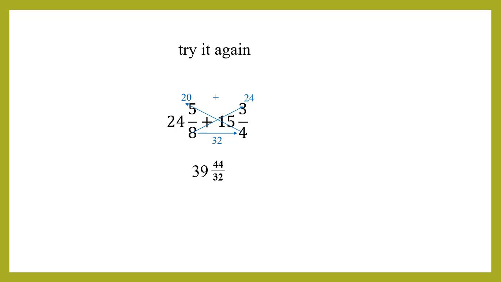We could have also regrouped right away. Take 32 into 44 one time, 12 left. So now we have 40 12/32. Then we could have simplified 12/32 by 4. Get 40 3/8. Same answer either way.